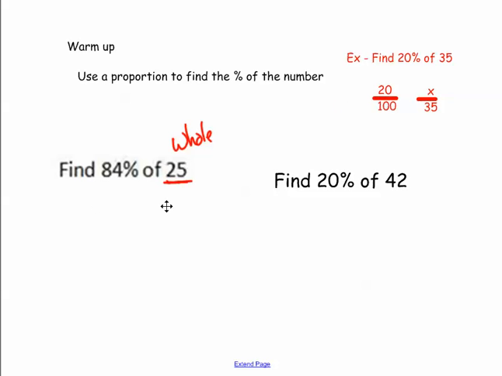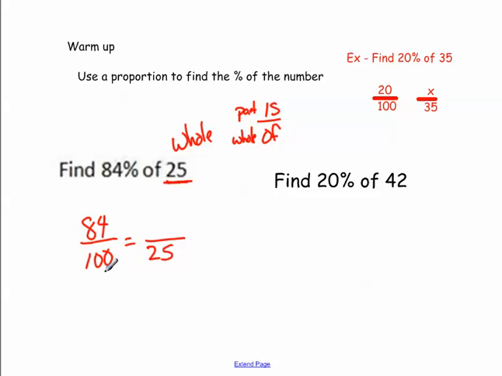So let's just do a quick example. Remember, when we're talking about it, it's is over of, but we're going to extend that a little bit more, and is my part, and of is my whole. So that's going to be important. We'll talk about that a little bit more. So let's just quickly do this problem. 84% is just 84 over 100. And then of 25, of is my whole.